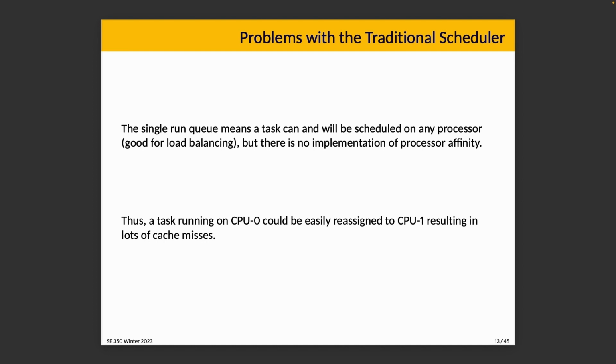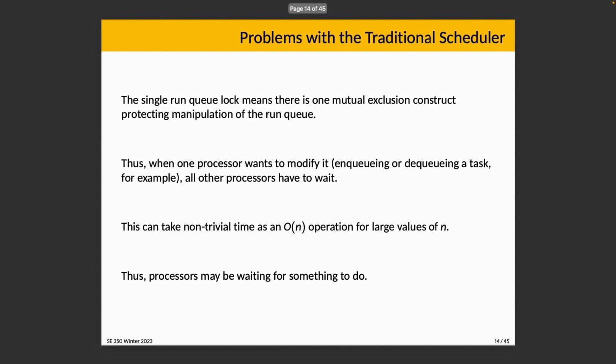And the traditional scheduler had no such consideration. Another thing, of course, is that the single run queue and associated lock means that because there's one mutual exclusion construct protecting manipulation of the run queue, whenever one processor wants to modify it to either enqueue or dequeue a task, all other processors have to wait until it's unlocked, and that can take non-trivial time when we have linear operating characteristics of the algorithm. Choosing what to do may take a meaningful amount of time.